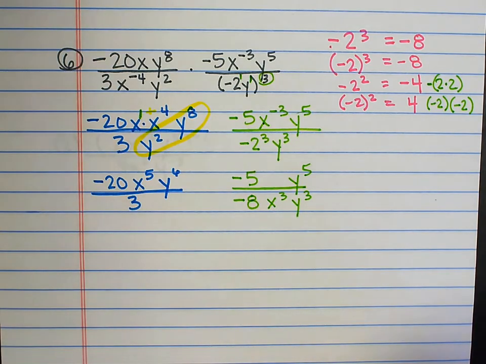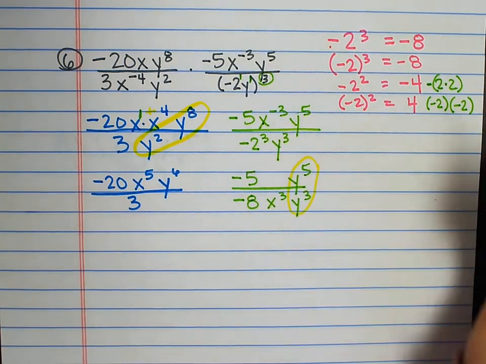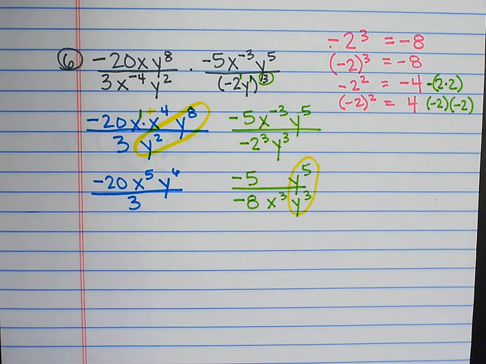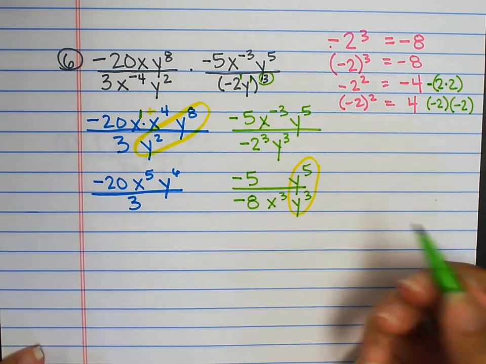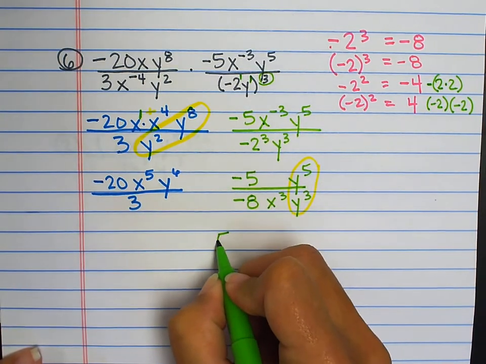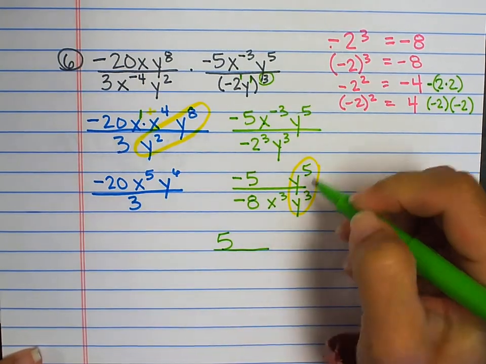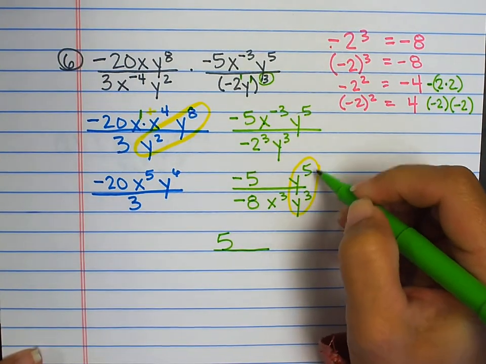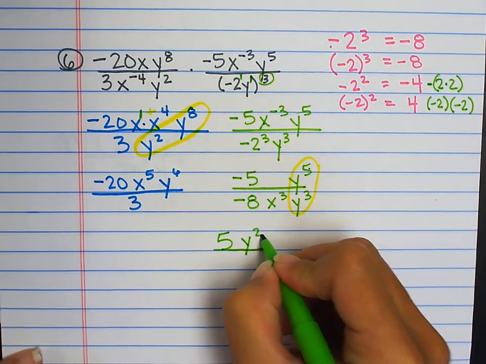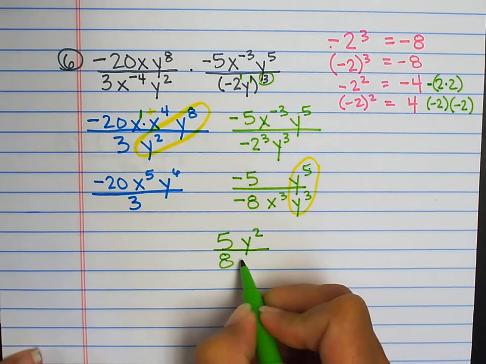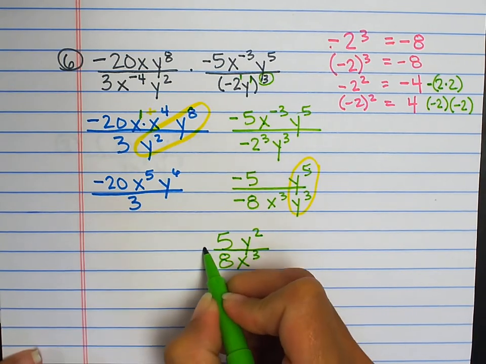Now I see that I have dividing powers with the same bases. Negative divided by negative is positive, so I'm going to turn this whole fraction positive. So I have 5 y to the fifth divided by y to the third. I'm going to subtract: 5 minus 3 is 2, y squared over 8x cubed.